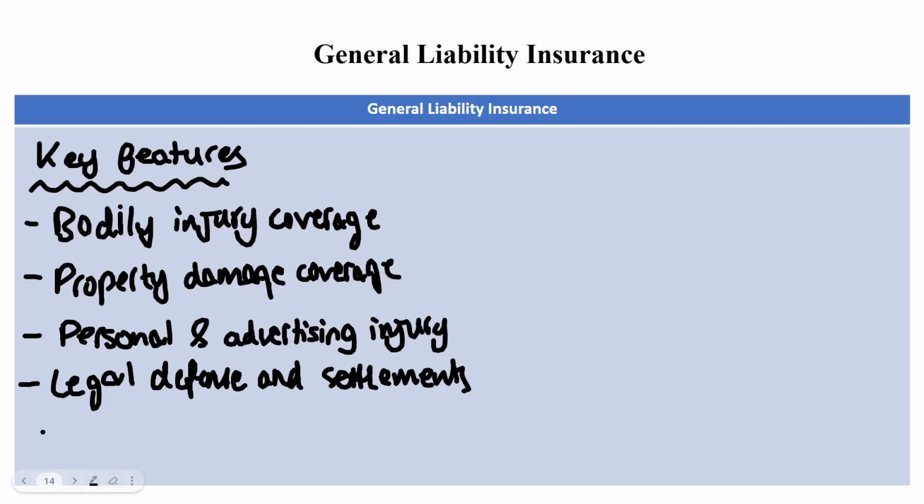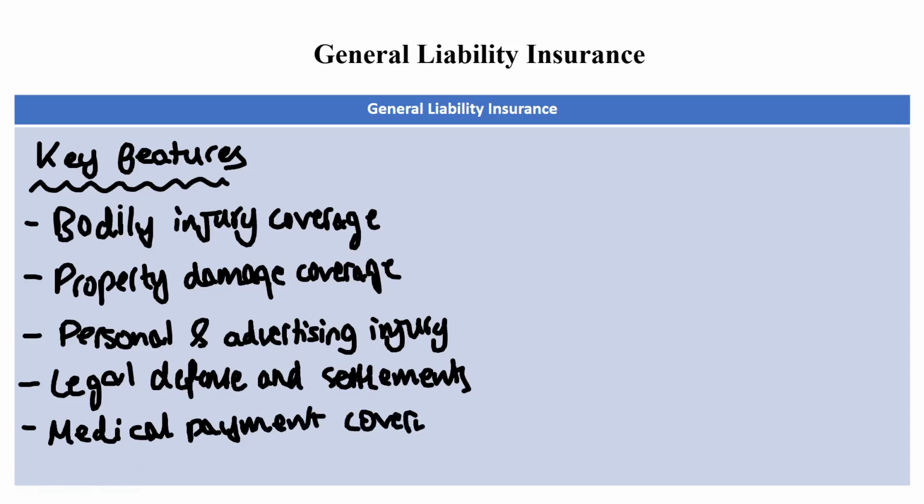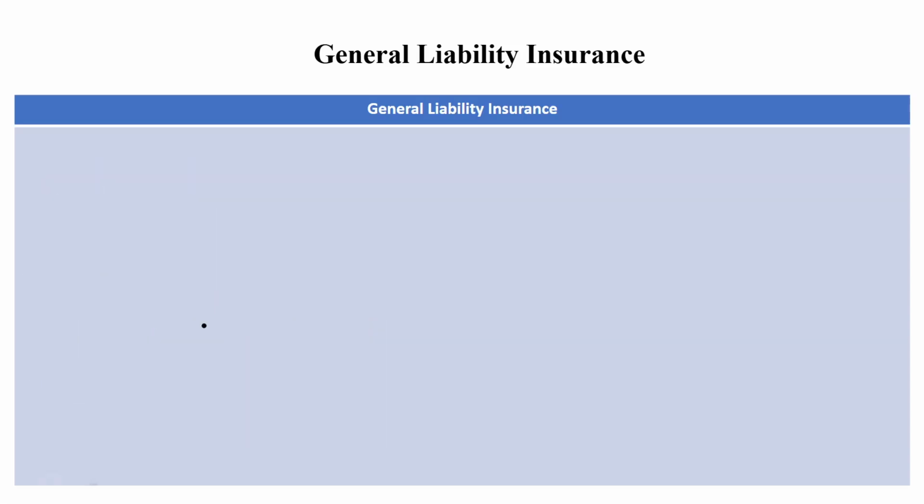Then we have medical payment coverage. It covers minor medical expenses for injuries that occur on business premises, regardless of fault. For example, a visitor trips over an uneven carpet and sprains their ankle. GLI can cover their initial medical treatment. So alright guys, that is it for the key features. Now we're gonna go ahead and look at the pros.